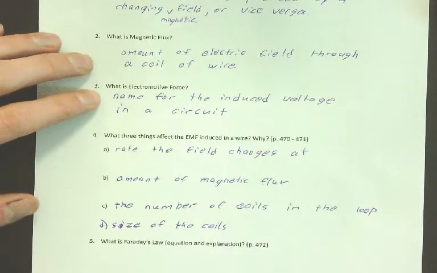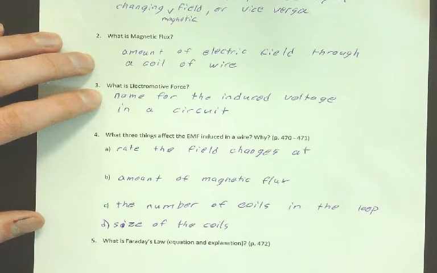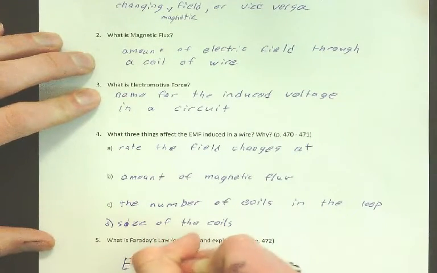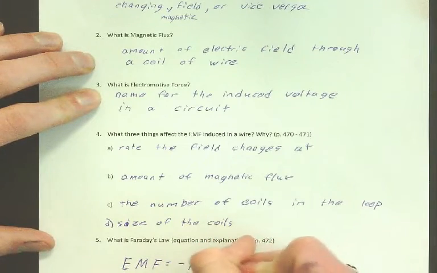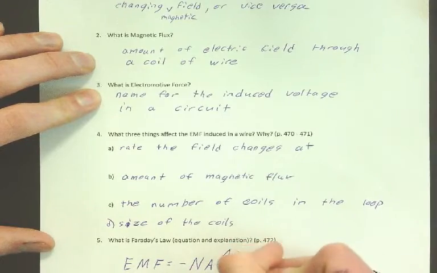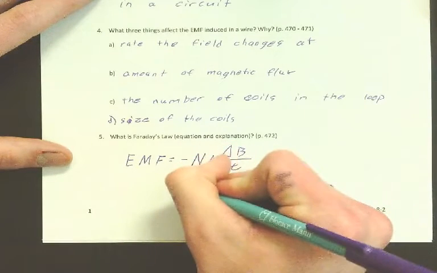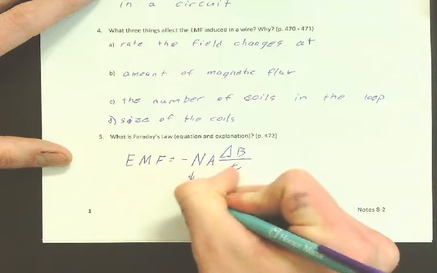Okay, so what is Faraday's law? It is this. EMF equals negative N A delta B over t. EMF is electromotive force. N is the number of coils or loops.